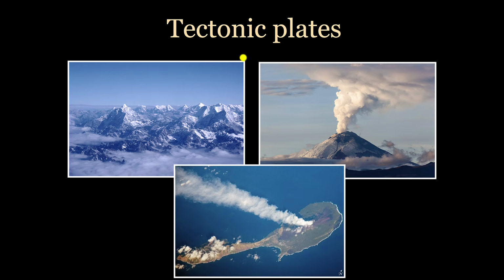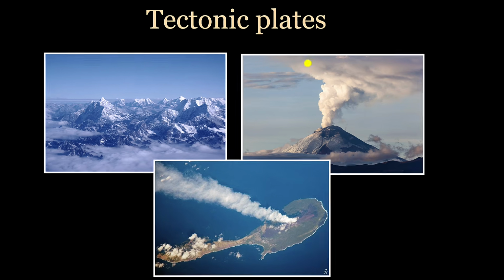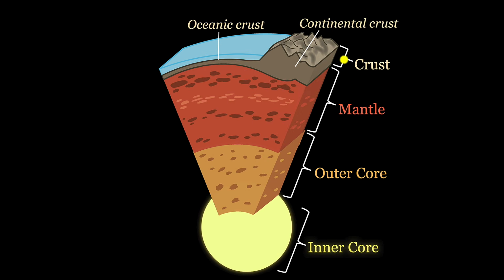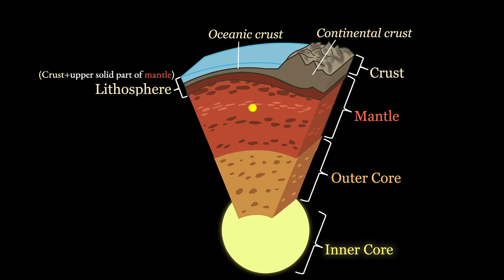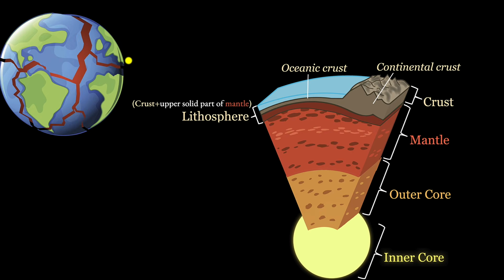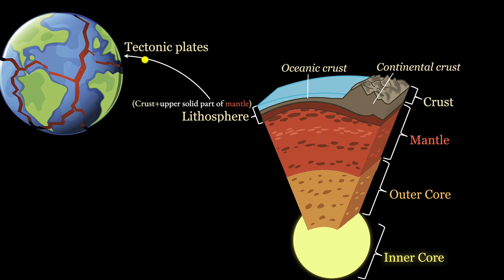But before we begin, what exactly are tectonic plates, you ask? Well, let's quickly review the Earth's layers. Remember that the outermost rigid layer of the Earth is called the lithosphere. It includes the crust along with the rigid upper part of the mantle. But the lithosphere is not one giant shell. It is broken into many large pieces called tectonic plates. So think of tectonic plates as giant fragments of lithosphere.